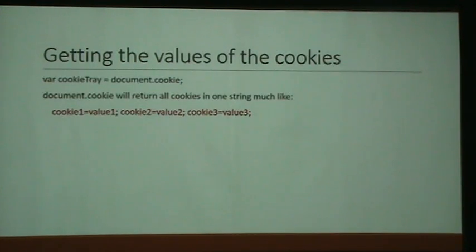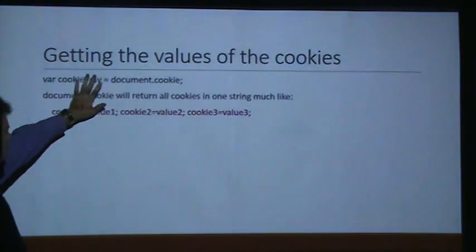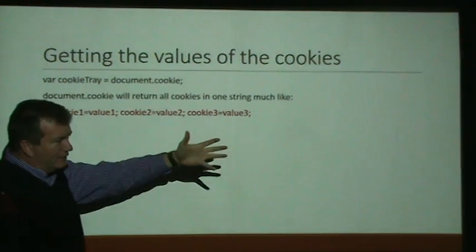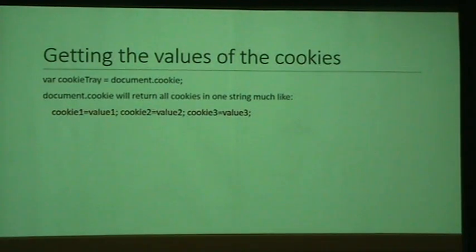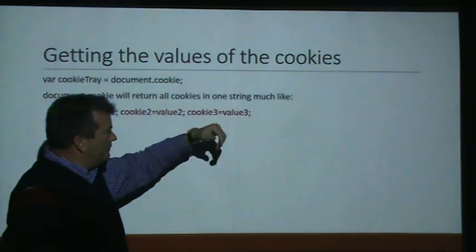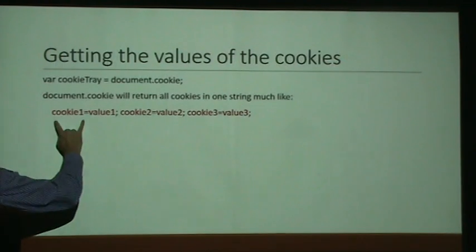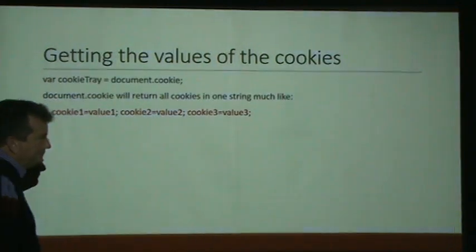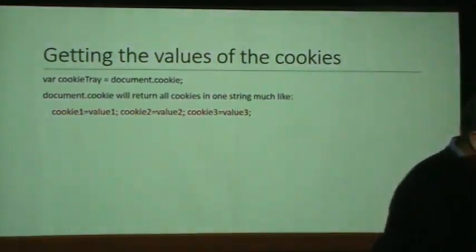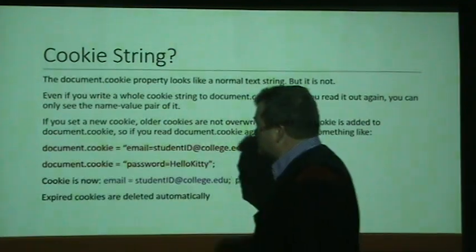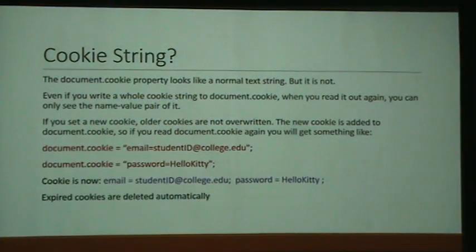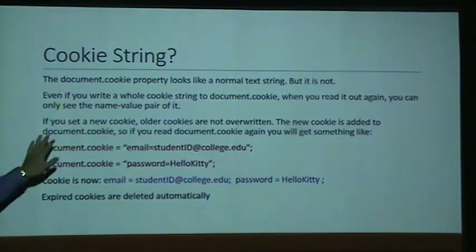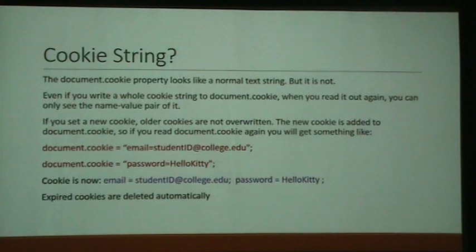Okay, so if I wanted to get a value from a cookie, I could have a variable called cookie tray, set that equal to all the cookies for that browser, and then document.cookie will return all the cookies in one string, something like this: cookie1 equals value1, cookie2 equals value2, cookie3 equals value3. So it looks very much like a string, and the string has pairs, so the question is, is it a string? It's not really a string, but you could visualize it like a string. The document.cookie property looks like a normal text string, but it is not.